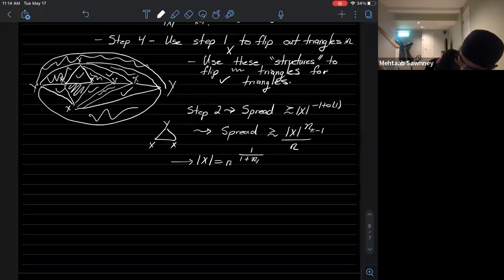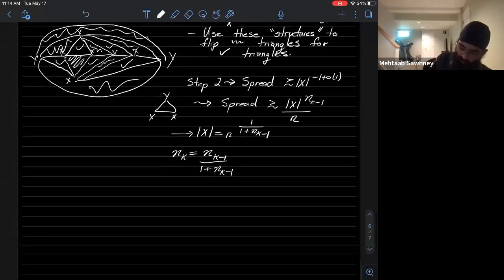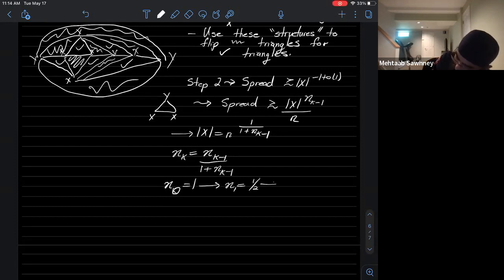I think following these computations is not that important. What ends up happening is that if you run this construction carefully, you find that this parameter eta k has the following nice recursion. You can start at eta k minus 1, and eta k is eta k minus 1 over 1 plus eta k minus 1. And eta 0 is equal to 1, so you just work it out. Eta 1 is a half, eta 2 is a third, and this converges to 0.